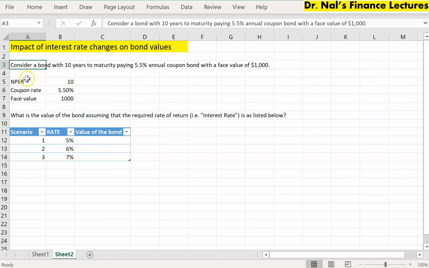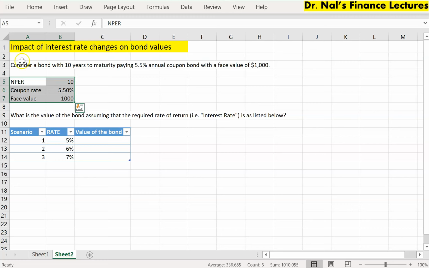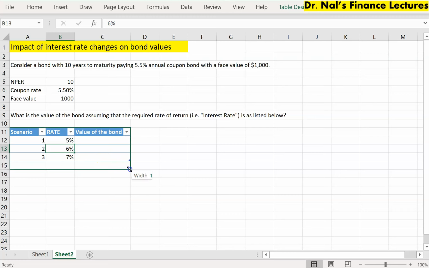So what I did is nicely write these givens. Based on these, what we want is to calculate the value of the bond, depending on different required rates of return of investors. So how much would an investor with a 5% rate of return, an interest rate, if you want to call it that, value the bond at? How about an investor whose required rate of return is 6%? How about 7%? And so on. We can even extend it to 8%, for instance.